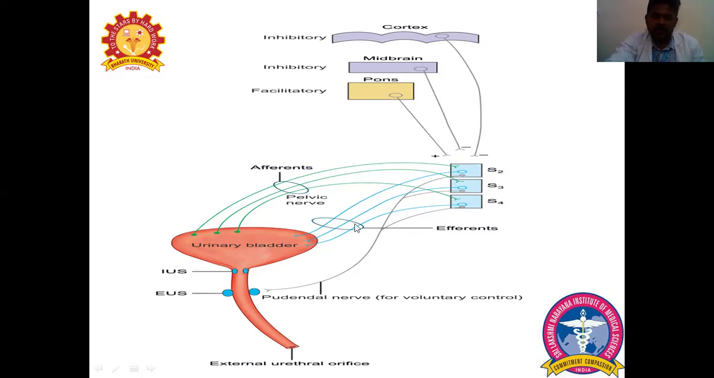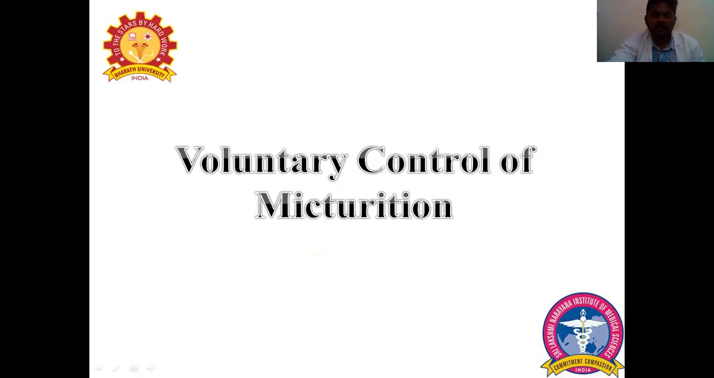From this segment, the efferent pelvic nerves will start, and they cause contraction of the bladder and relaxation of the internal urethral sphincter. So this will empty the urine from the bladder into the urethra. When the urine reaches the urethra, the urethra will stretch, and again it will activate the afferent pelvic nerve. This afferent pelvic nerve now inhibits the pudendal nerve, which will relax the external urethral sphincter, and urine flow will happen. This is what happens in the micturition reflex.